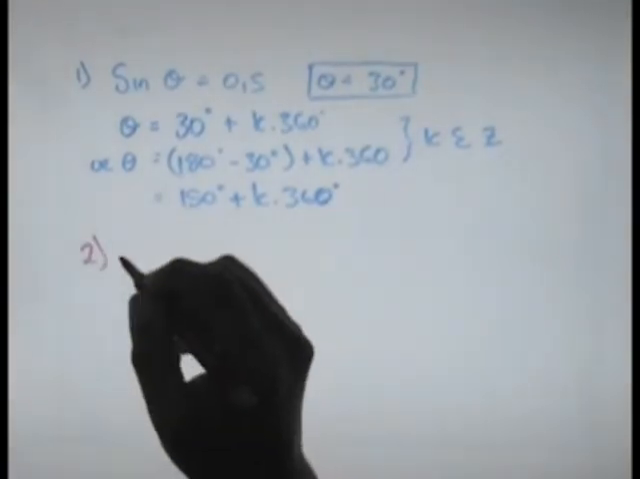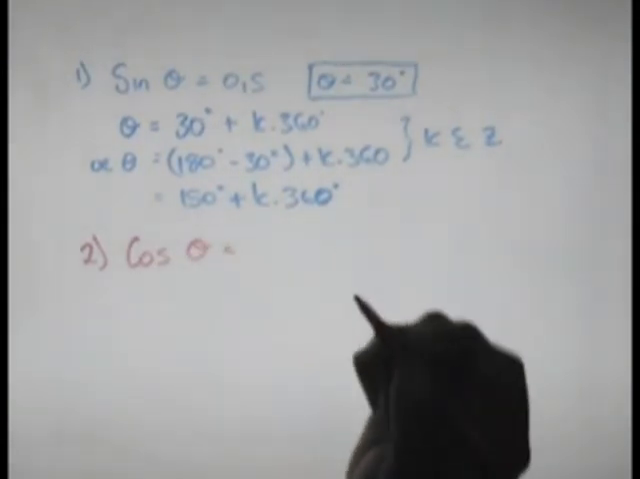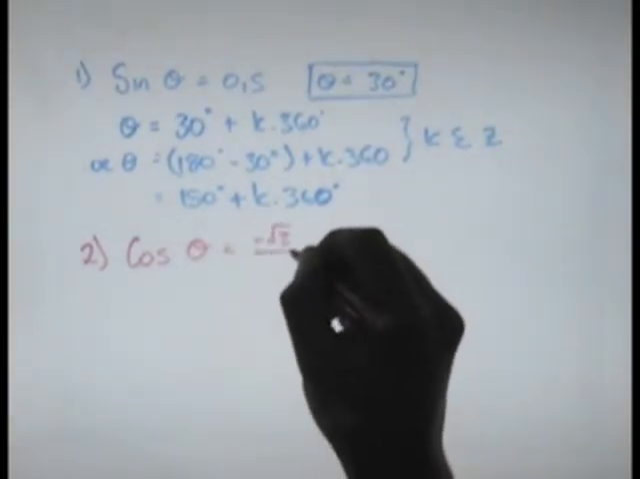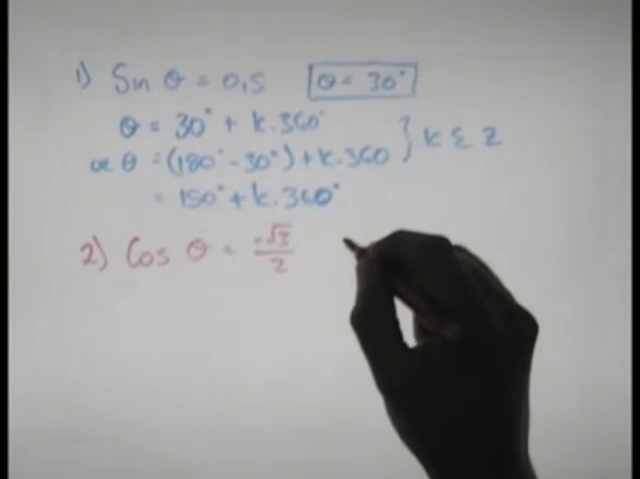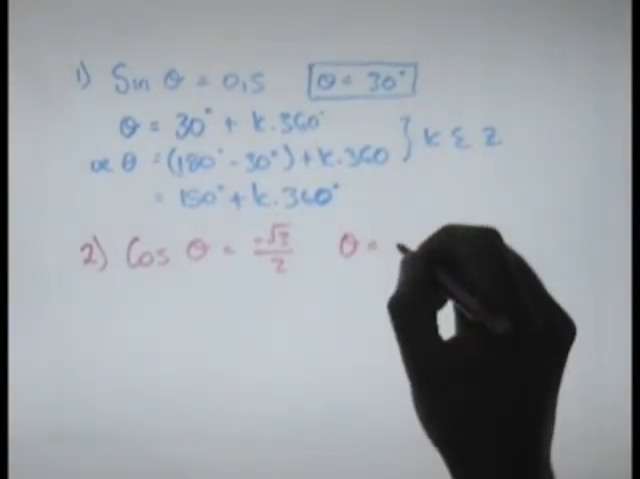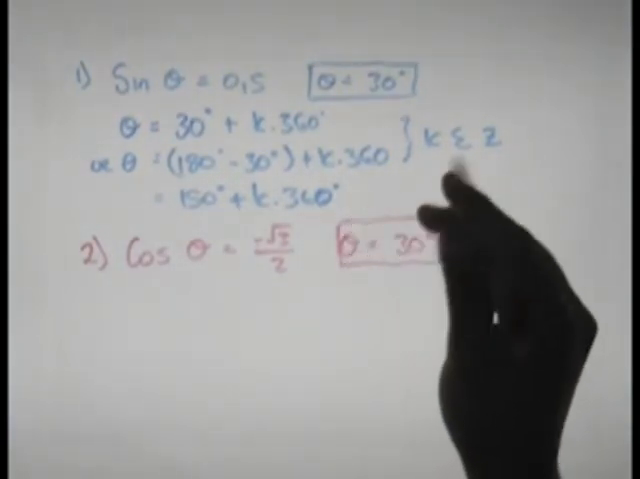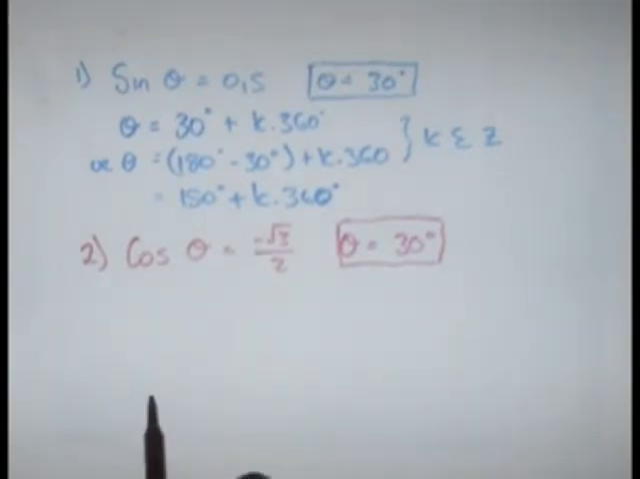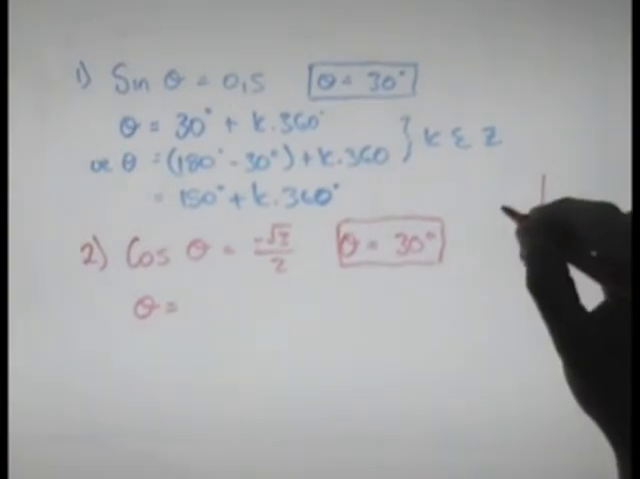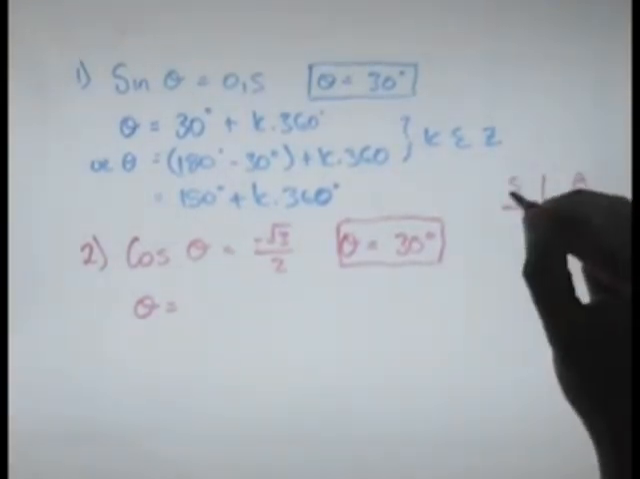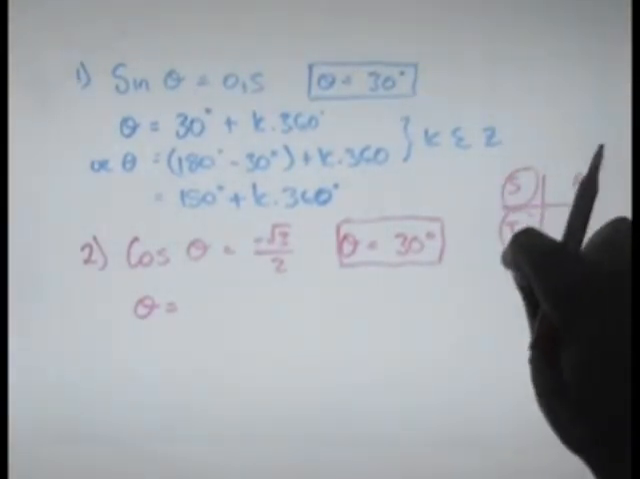The next one says cos of theta is equal to -√3/2. Now, when cos of theta is equal to √3/2, we know then that theta is equal to, again, 30 degrees. This is our reference angle. But cos is negative. That means that theta is either in the second or in the third quadrant. Remember CAST. In quadrant 2 and quadrant 3, cos is negative.